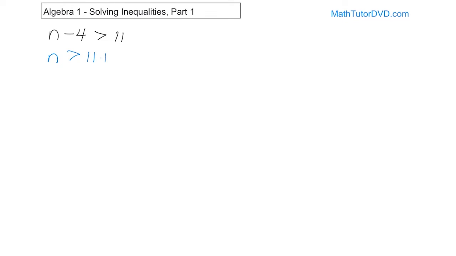On the right-hand side, you have 11 plus 4. All we did was add 4 to both sides. So what you have is n is greater than 15. N is greater than 15. So this is how you check this. And if you want to just verify it, take a look at the number line. This would be a graph of the solution to this inequality.